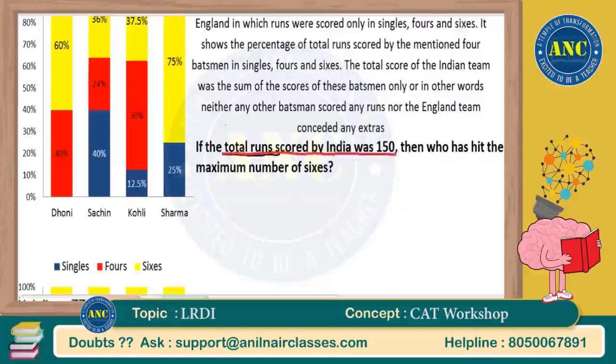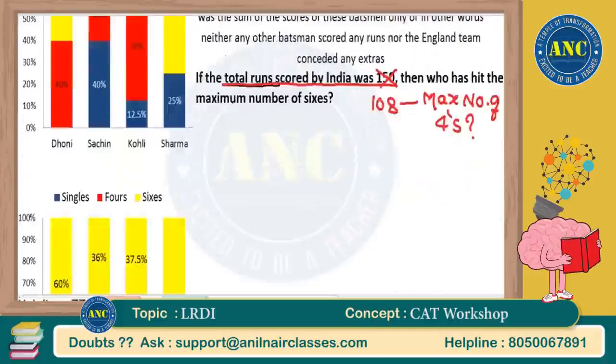Before we solve this question, let us solve another easy question. If the total score of India was 108, who has hit the maximum number of fours? Please write this question, then we will solve it. I want everyone to listen carefully to this question, sir.